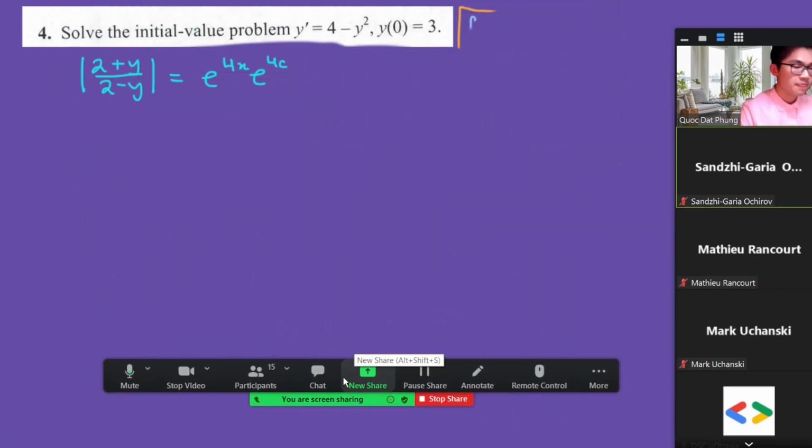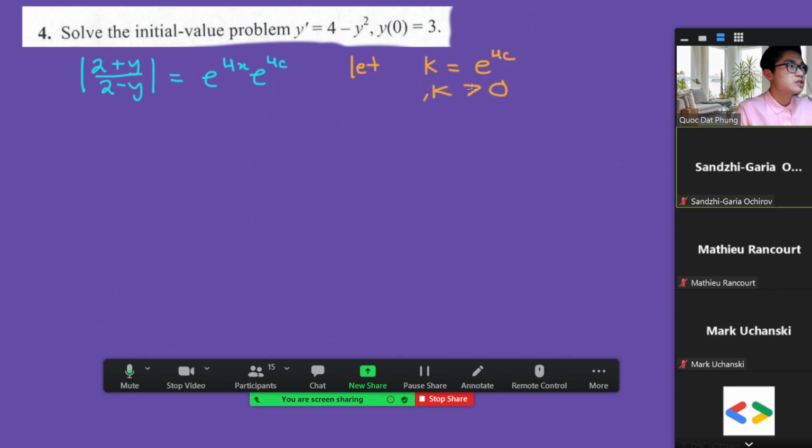Now the next step is we want to solve for this because now we have two variables. We have a y and we have a c, but we want to solve for y. So there's something we gotta do to get rid of the c here, and let me show you how to do that. So all we have to do is abstract this. We can say let k equal to e to the power of 4c, where k is larger than 0.